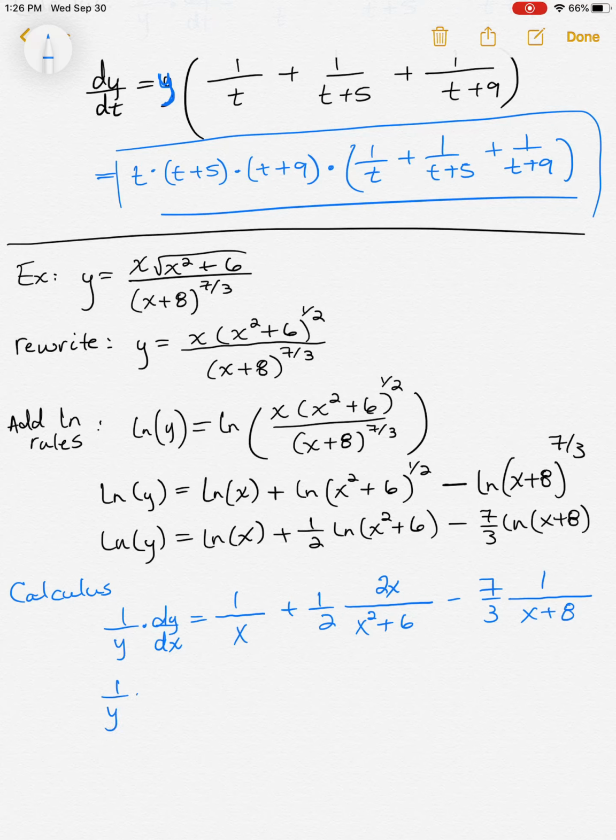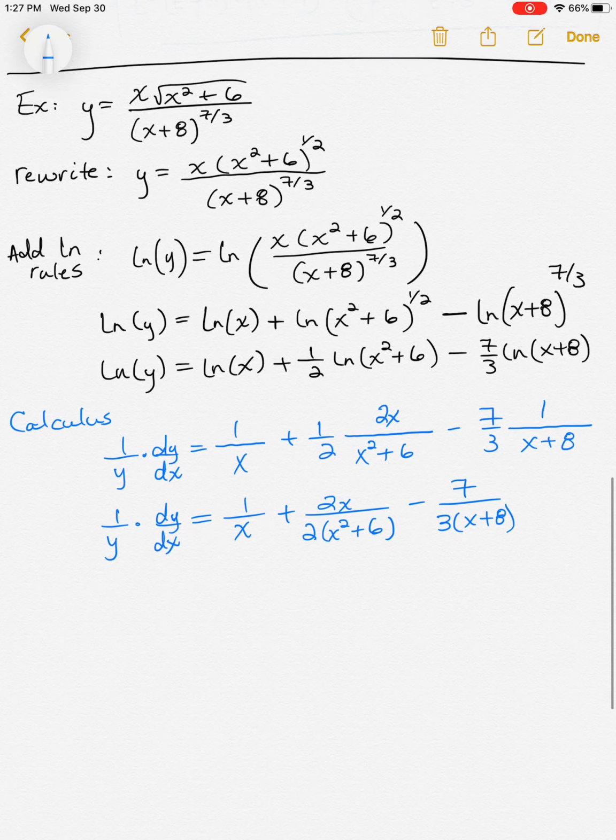Simplifying. After simplification, we have 1 over x plus 2x over 2 times x squared plus 6. What happened to that 1? 1 times 2x gives us 2x. Minus 7 over 3 times x plus 8. Notice I tossed everything in that parenthesis in those denominators so that you can see that the multiplication goes throughout.